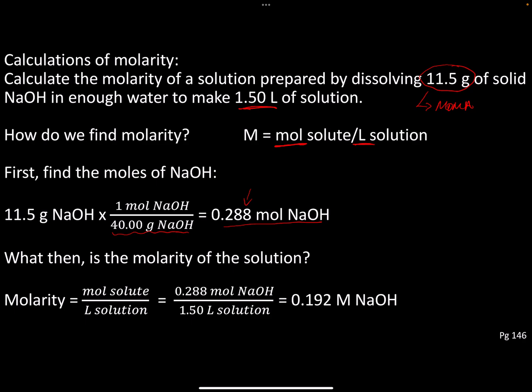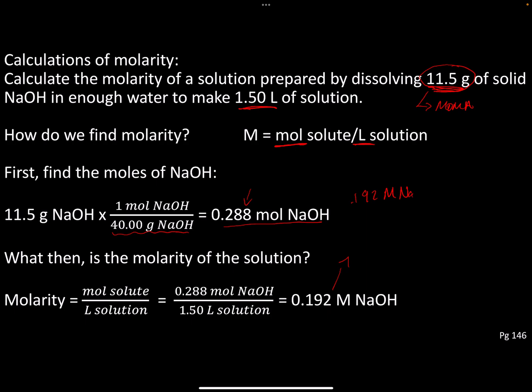Just like this. So we could see that this solution has approximately 0.192 molar sodium hydroxide. That's how you can find the molarity. Again, we're letting our units guide us. I see that I'm in grams here, and I need moles because I need to get moles per liter. So I can get grams to moles, divide my moles by my volume, the liters, and then I get my number.